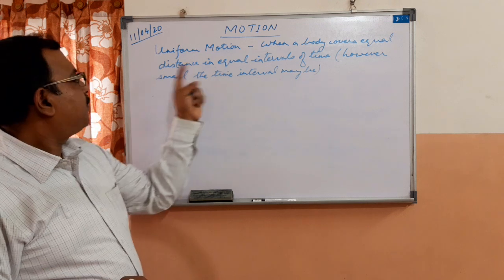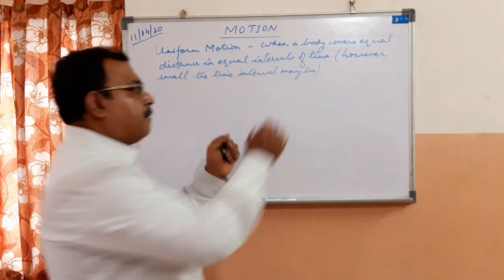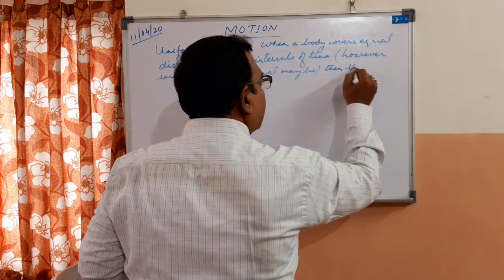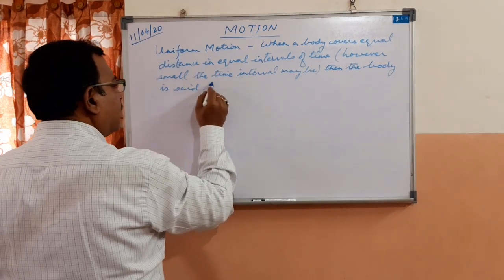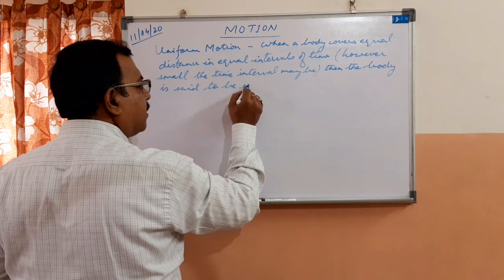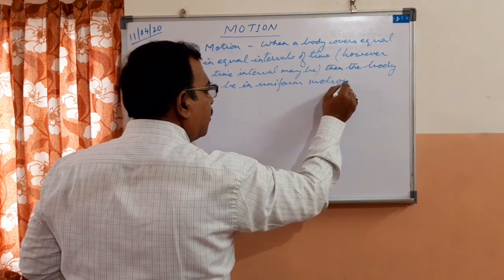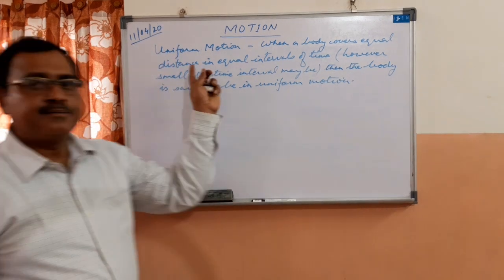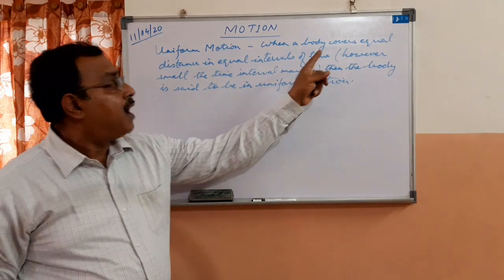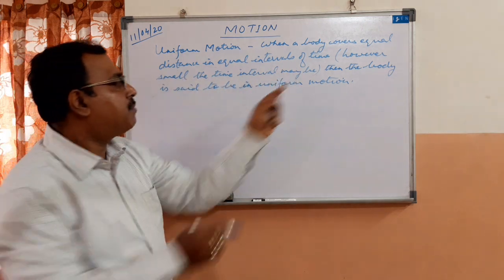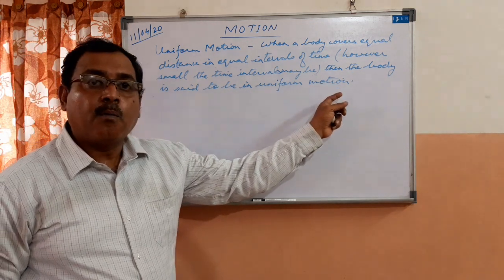When a body covers equal distance in equal intervals of time, however small the time intervals may be, then the body is said to be in uniform motion. Clear, guys? So, when a body covers equal distance in equal intervals of time, however small the time intervals may be, then the body is said to be in uniform motion.